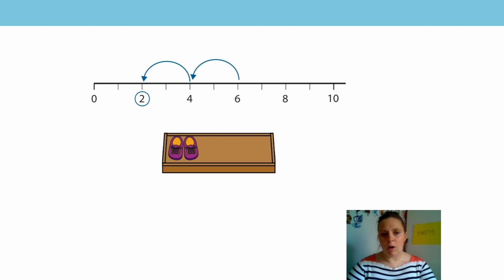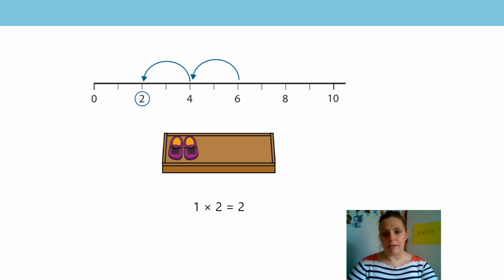And now our product is just 2. We've got 1 group of 2. So we know our factors and we know our product. Can you write me the equation? Wow, that was quick. I wrote 1 times 4. Not 1 times 4. I wrote 1 times 2 equals 2.